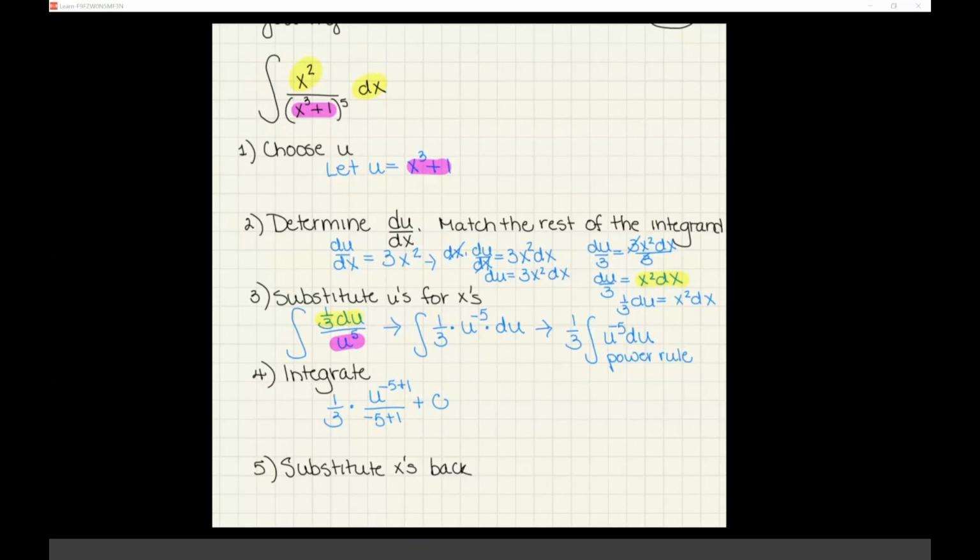Everybody comfortable with the power rule for integrating? It's just the reverse of differentiating. The rest is just some arithmetic cleanup. Okay, -5 plus 1 is -4.